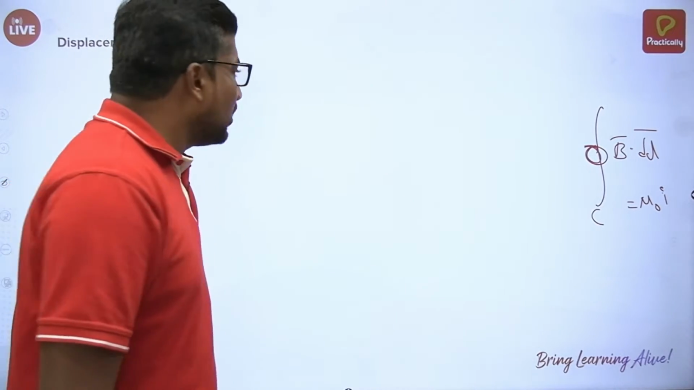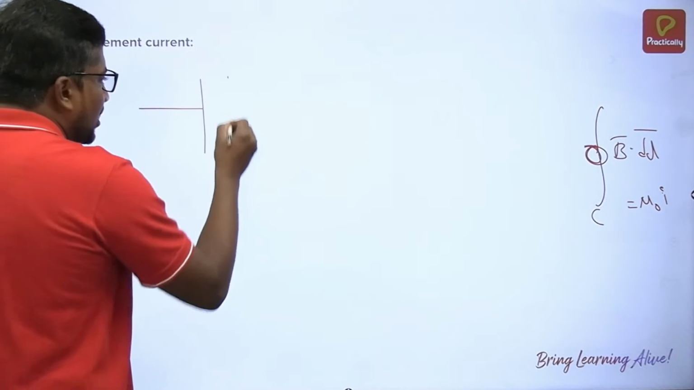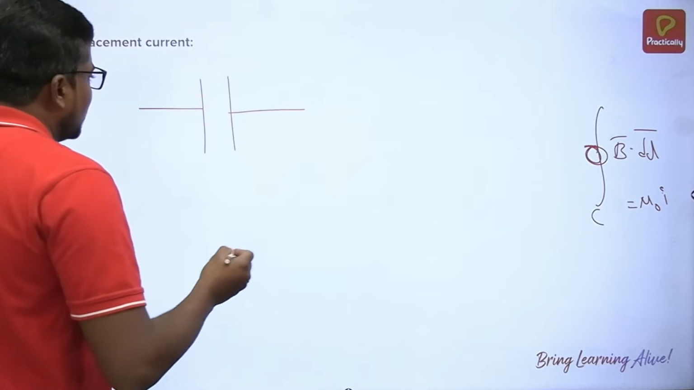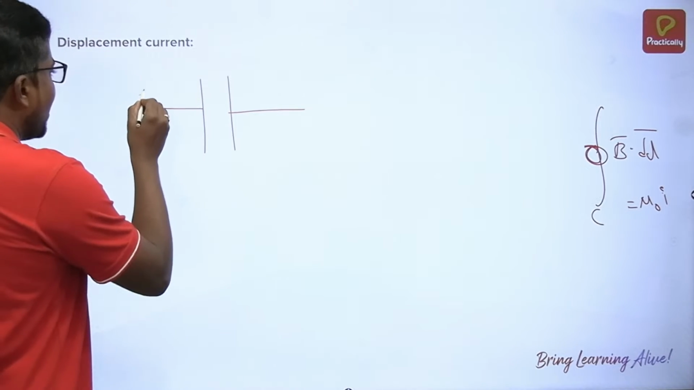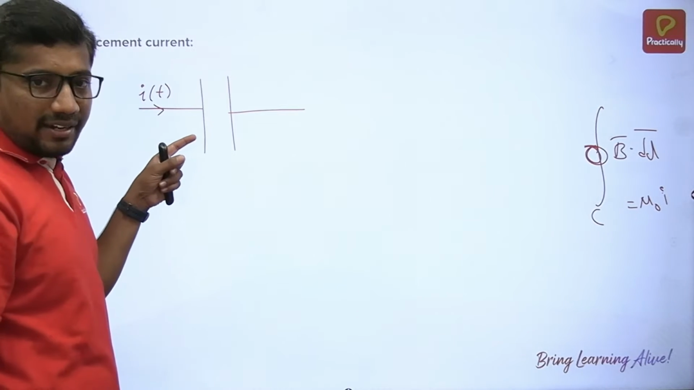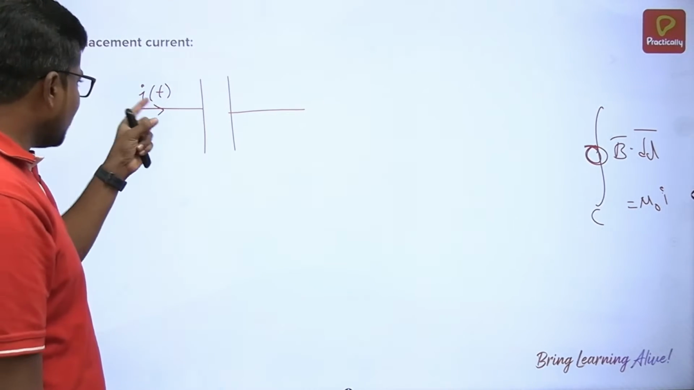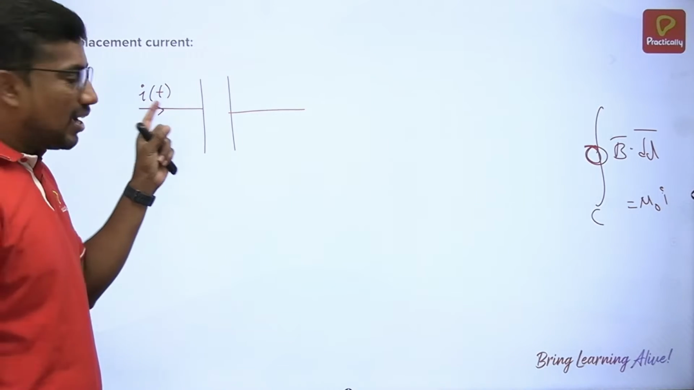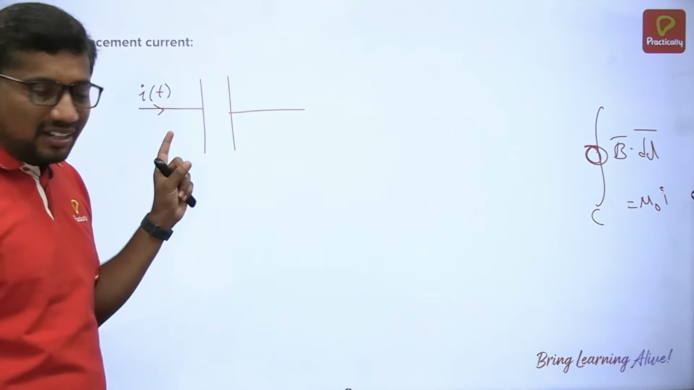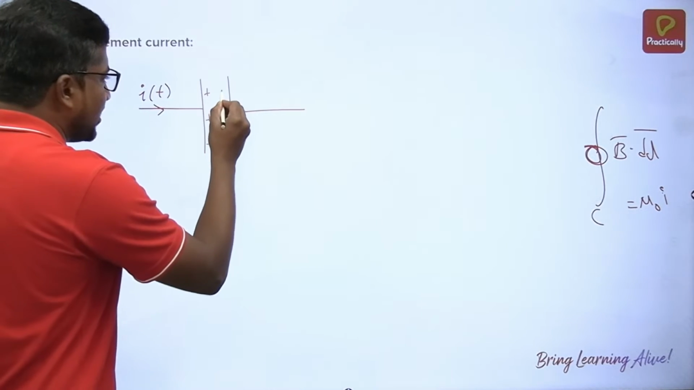Let's find out. For that, he took the charging of a capacitor. Suppose I is the current flowing through the conductor that charges this condenser or capacitor. It's a time varying current. I mean the current is a function of time here. Then the charge is developed over here and the condenser is charged.